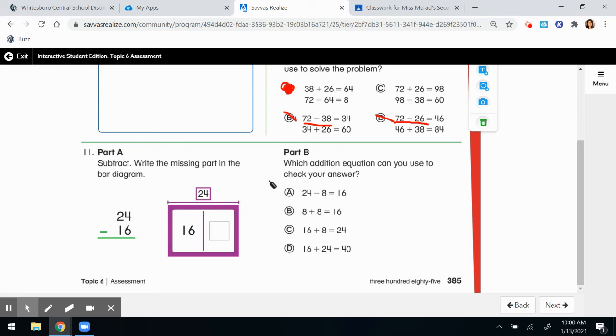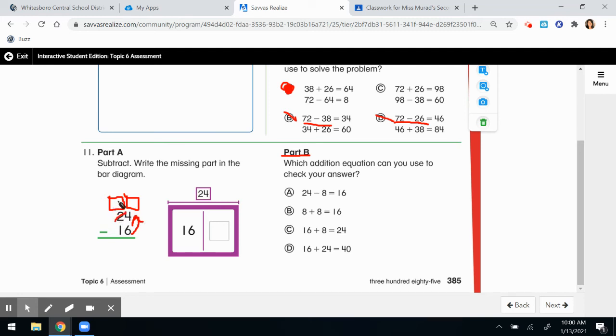Okay, number 11. I'm going to do part A with you, and I'll let you do part B by yourself. Part A, subtract. Write the missing part in the bar diagram. Remember, it's a part, a whole. So let's see, 24 minus 16. I'm going to draw my boxes up here because they didn't give them to me. I can't do 4 minus 6 because 6 is greater than 4, so I have to regroup.